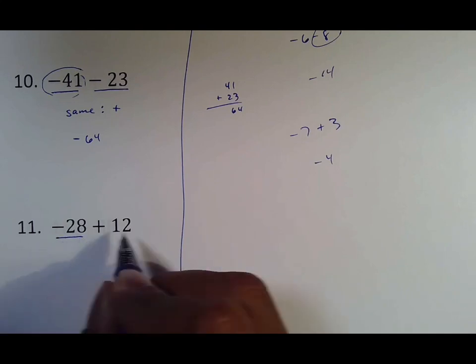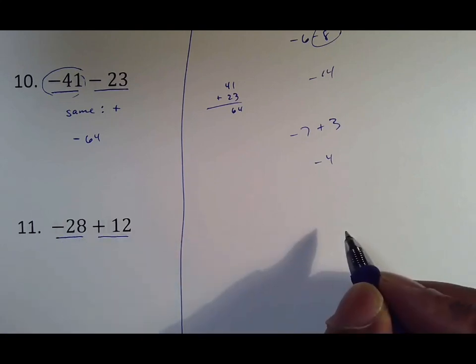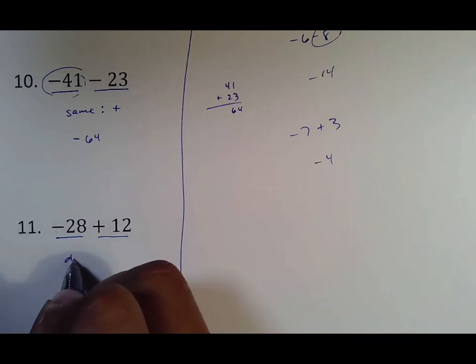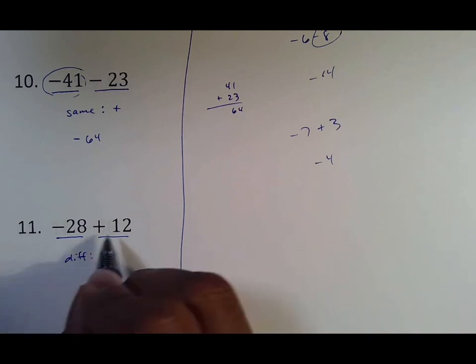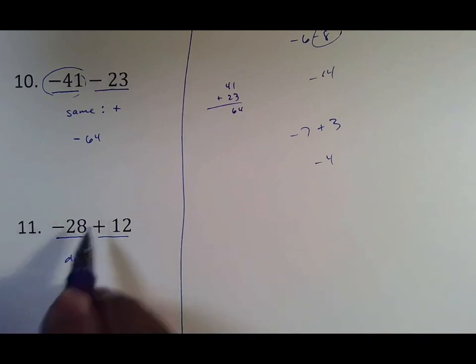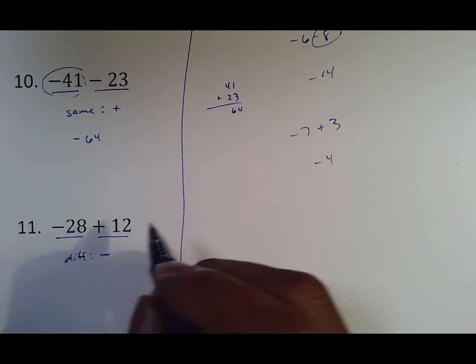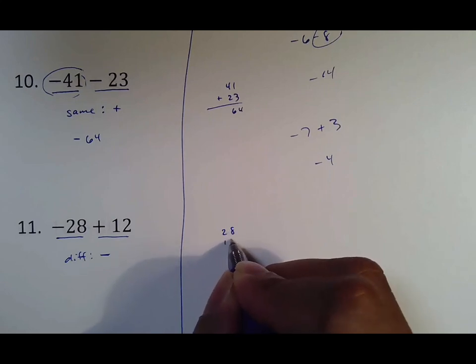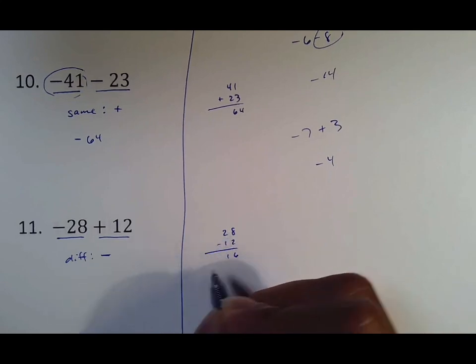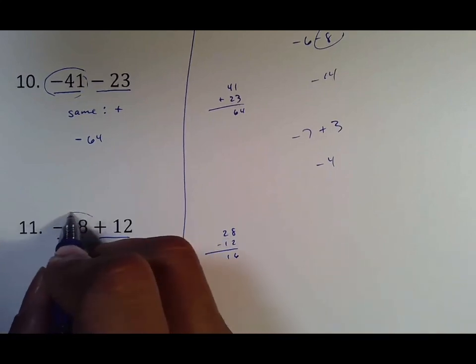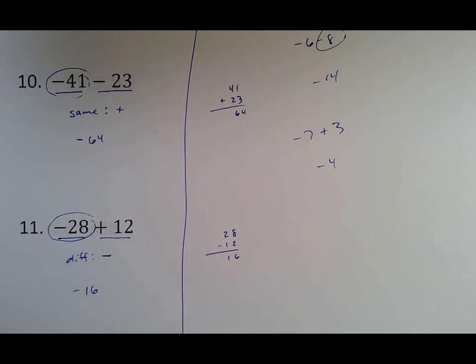So you have a -28 and a +12. These two signs are different. Because they are different, the signs do not agree. They do not like each other, so you will subtract. 28 minus 12 is 16. Bigger number is negative. There's my answer.